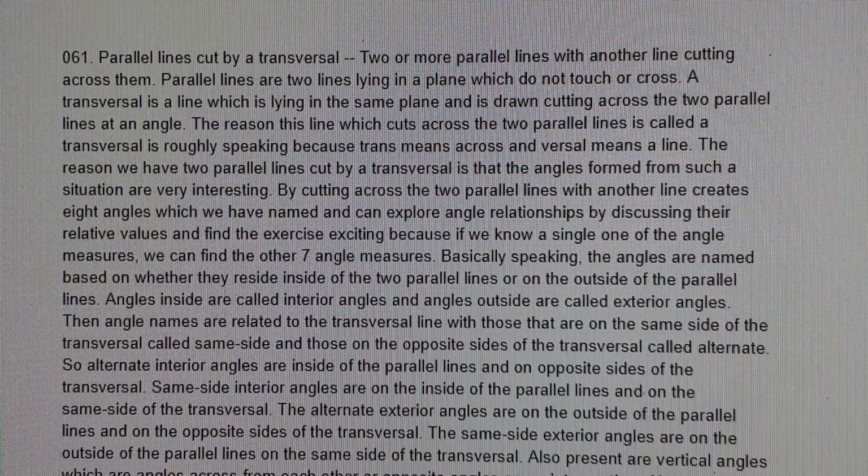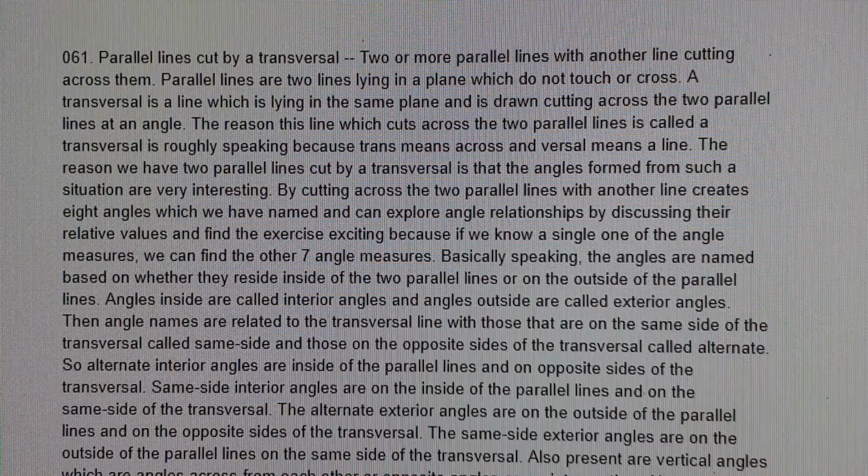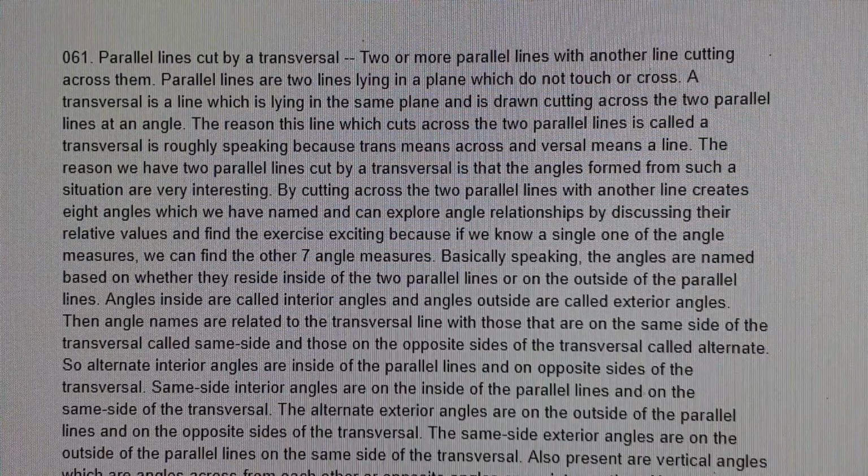There are only 2 types of relationships between all these angles. Either they are equal or they are supplementary, which means they add or sum to 180 degrees. Alternate interior angles are equal. Same side interior angles are supplementary.